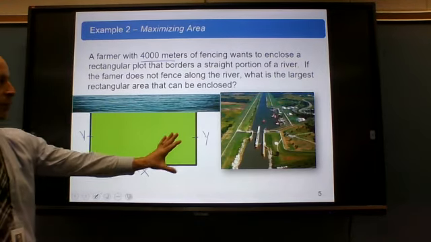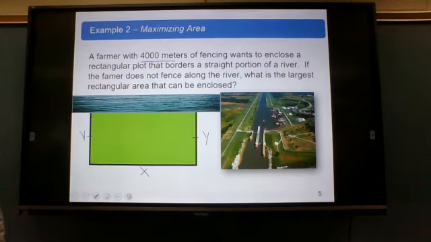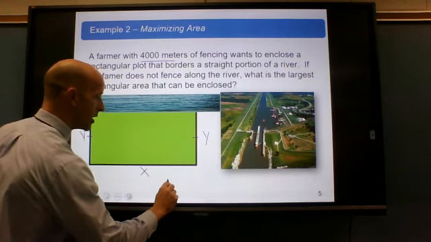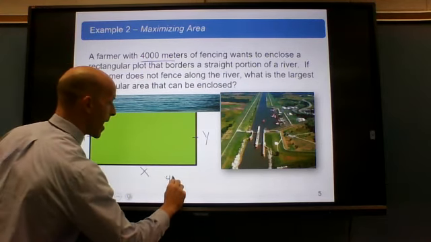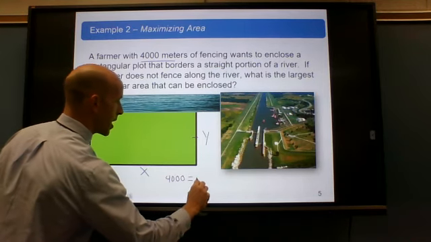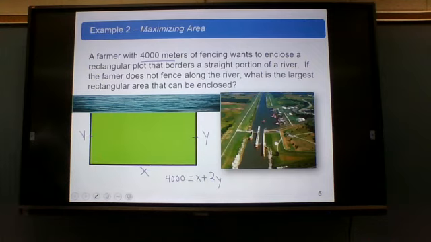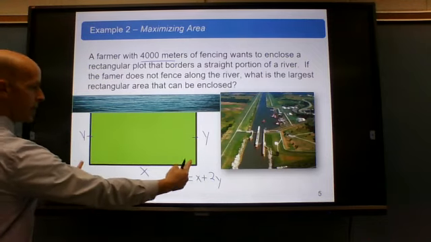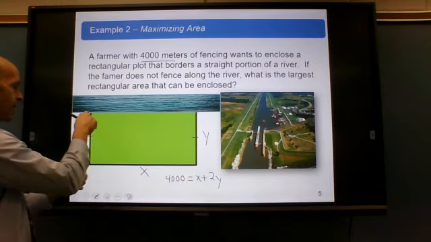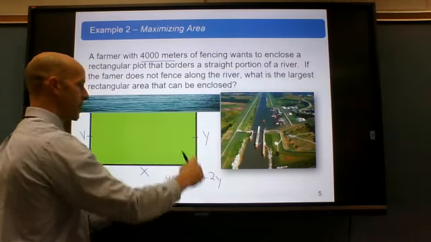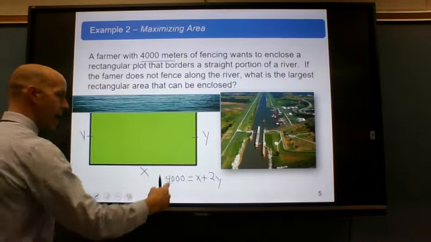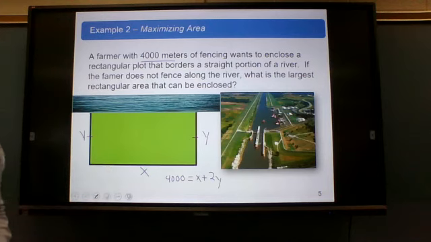So from this picture, I can come up with my first equation. My first equation is going to be 4,000 equals x plus 2y. In other words, I'm saying that this length of fencing plus this length of fencing plus this length of fencing, that's x plus 2y, has to equal the 4,000 meters of fencing.